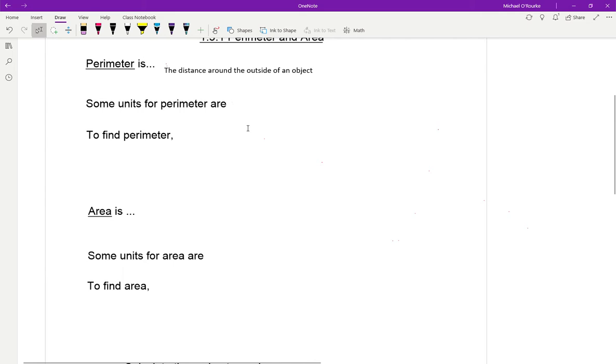Units for perimeter are such as centimeters, inches, millimeters, meters, kilometers, feet, miles, and so on. So that's what you're looking at for perimeter. To find the perimeter, you simply just add the outsides of a shape.